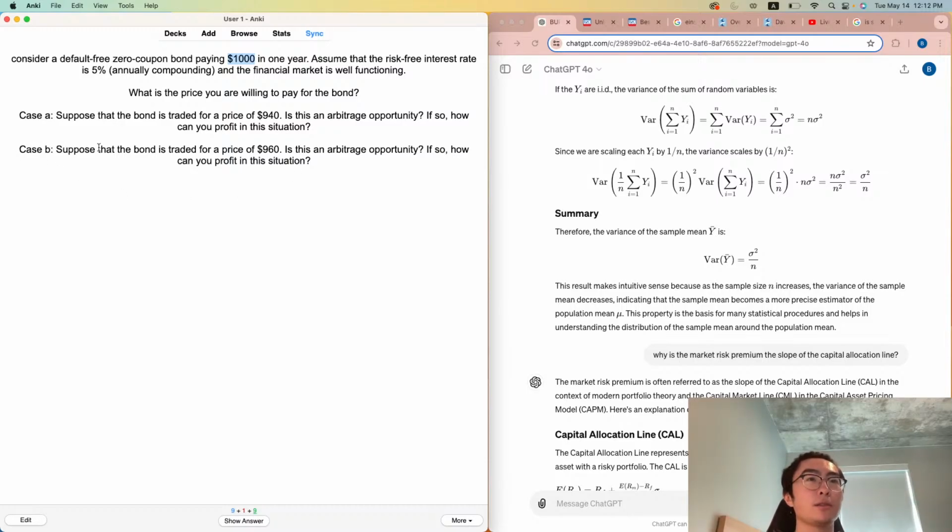Alright, case B. Suppose that the bond is traded for a price of $960. Is this an arbitrage opportunity? If so, how can you profit in this situation? So the bond is traded at a price of $960. It's higher than what you would normally pay for it, so you could short sell it. You could short sell it and then put whatever the bond is worth today in the bank, and hopefully collect 5% interest. That'll accrue, and you can buy the bond back at maturity and then just pay the $1,000, and you immediately pocket the difference between them.